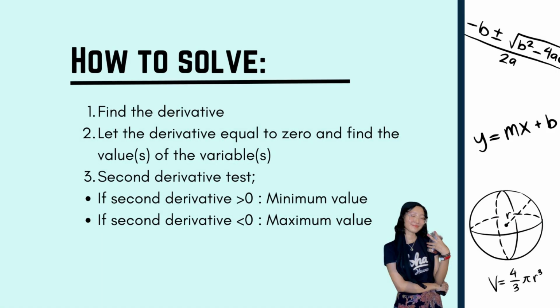How do we solve the applied maximum and minimum problems? Well, there are a few steps we can follow to find a solution. The first step would be to find the derivative. The second step would be to let the derivative equal to 0 and find the values of the variables. Next, we would have to do the second derivative test. If the result of the second derivative test shows that it is more than 0, then it is a minimum value. But if the second derivative test shows that it is less than 0, then it is a maximum value.